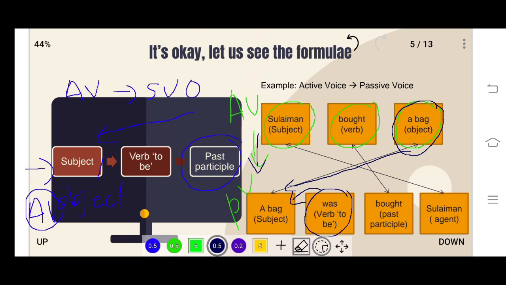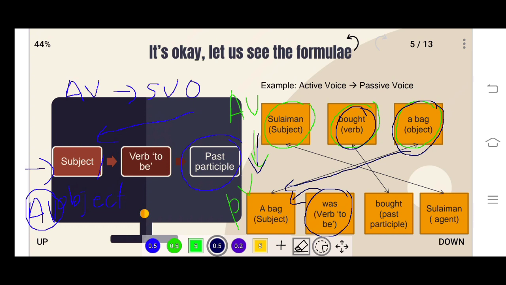And then we must put the verb. After the verb to be, we have to put the verb, and it must be in the past participle form. It cannot be in the past tense or the present tense. The past participle for bought is also bought.